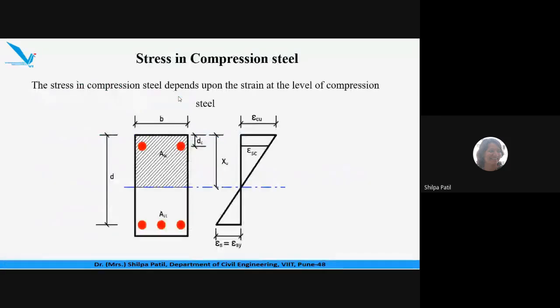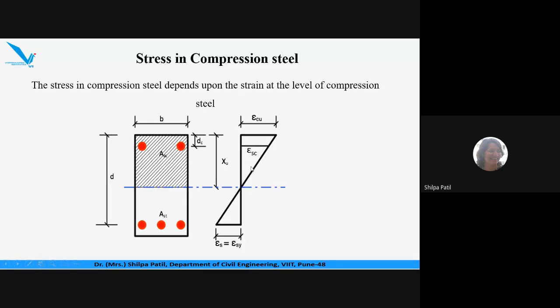For that, as discussed yesterday, for a given doubly reinforced beam section we have to make use of the strain diagram to find the FSC, that is the stress in compression steel, because the stress in compression steel depends upon the strain at the level of compression steel. The steel in the compression zone is present at this level. At this level, what is the strain? That we have to find out, and based on the strain value, we find the FSC value.